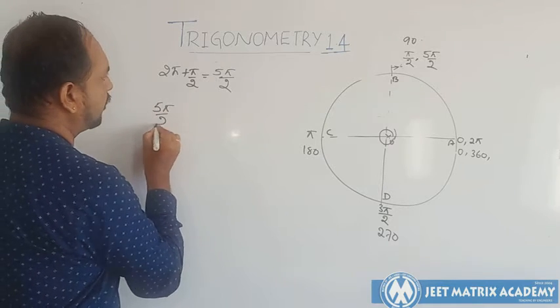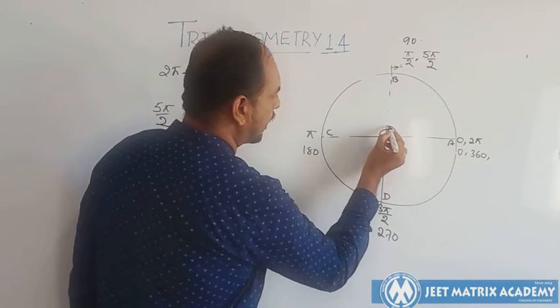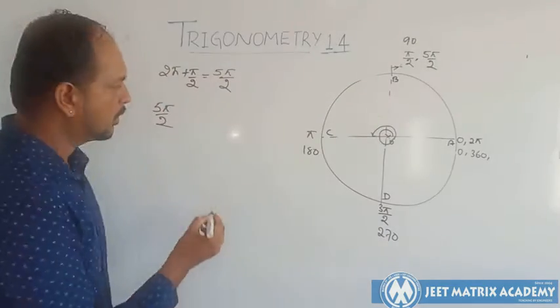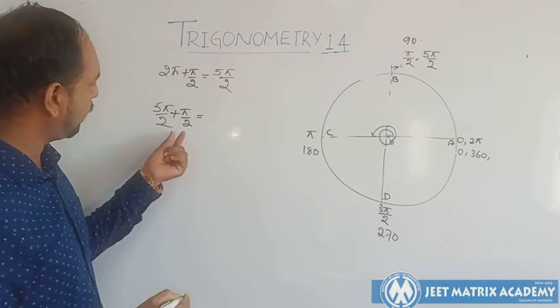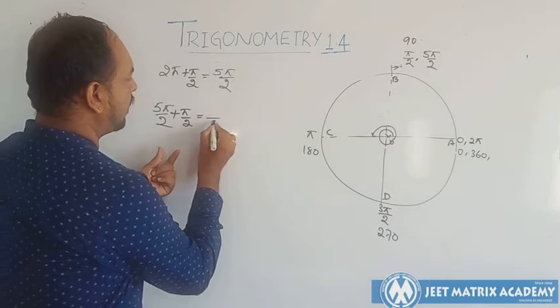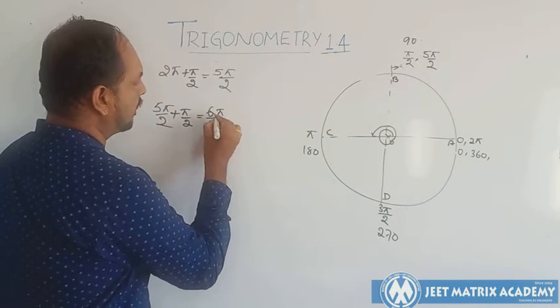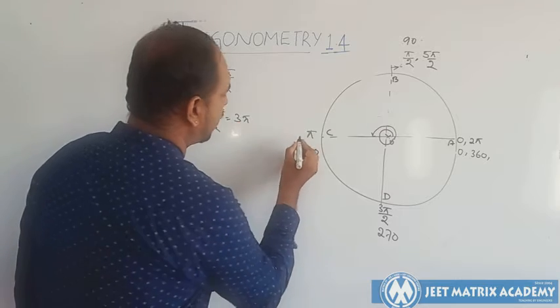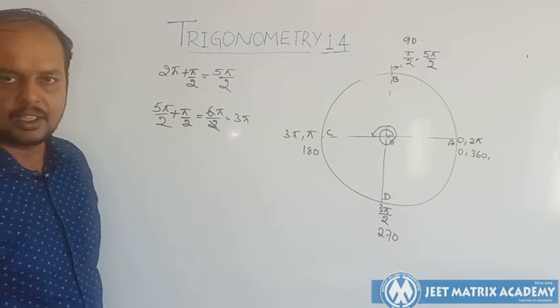Now to this 5 pi by 2, add again 90 degrees, it will reach here, then again it will come down. So add one more pi by 2, what happens? The common denominator is 2, so 5 plus 1 is 6, 6 pi by 2, it is 3 pi. Is it clear?